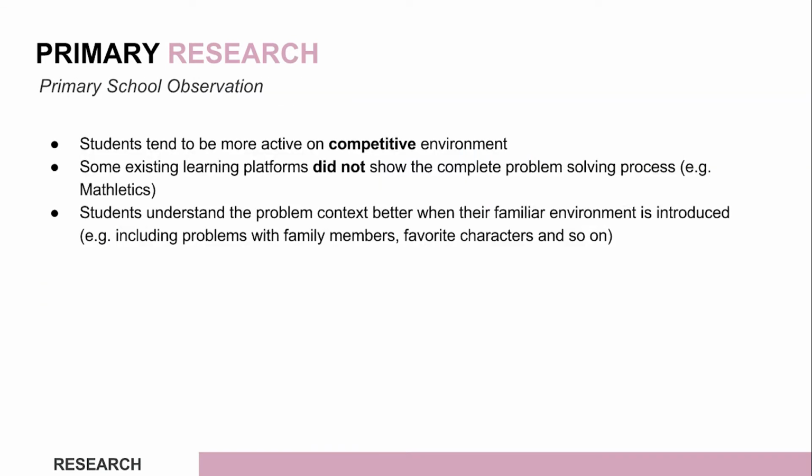The primary school observation suggests that students tend to be more active in a competitive environment. Some existing learning platforms do not show the complete problem-solving process, for example Mathletics. And students understand the problem context better when their familiar environment is introduced, for example, including problems with family members, favorite characters, and so on.